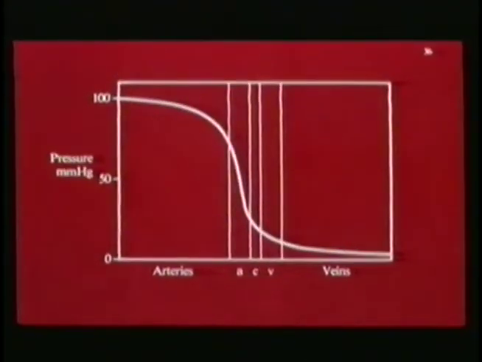36. The pressure drops progressively along the path of flow in the circulatory system. The greatest pressure drop occurs in the arterioles, where the resistance is greatest.